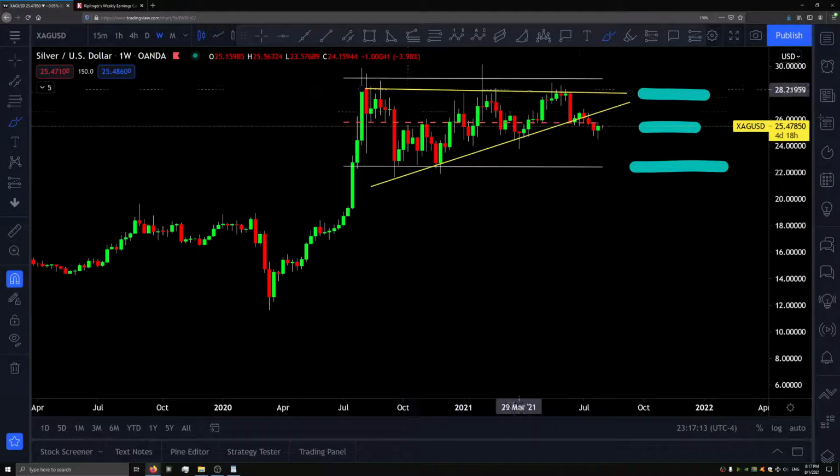There was a wedge, ascending triangle pattern here, but I said if we break down, we're hitting this level, the middle line, and if we really, really break down, hitting the bottom side of this.